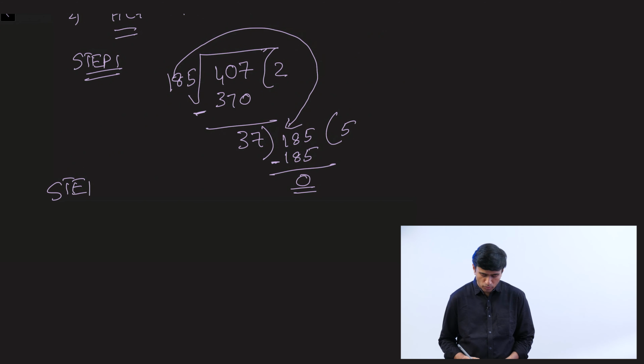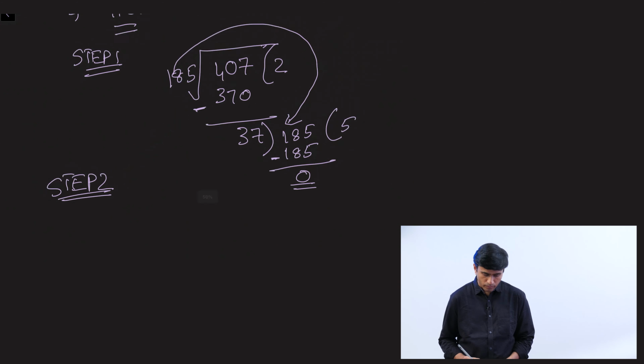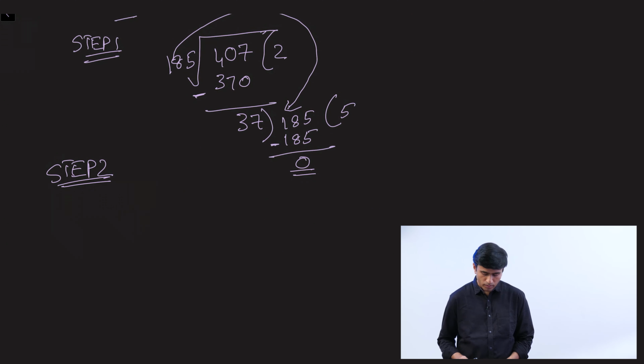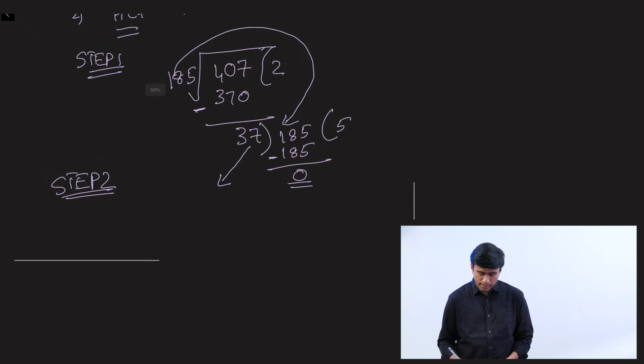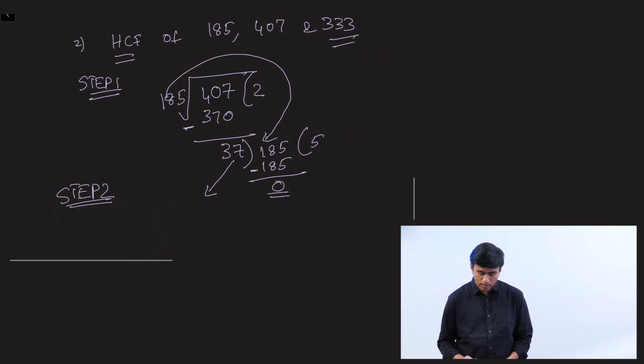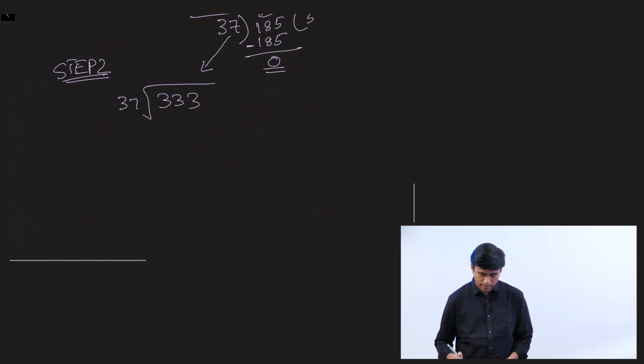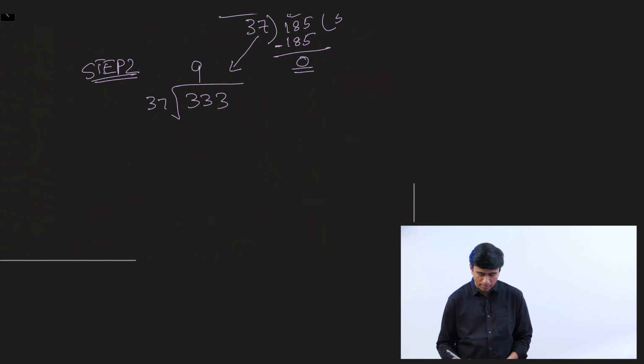Now the step 2, we take this 37 and divide it with the third number, 333. So 333 is divided by 37. Let's see, 37 goes 9 times. 37 nines are 333. We get the remainder 0.